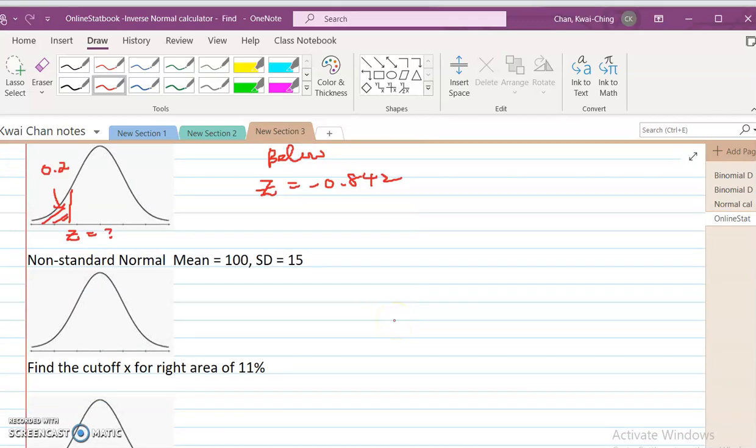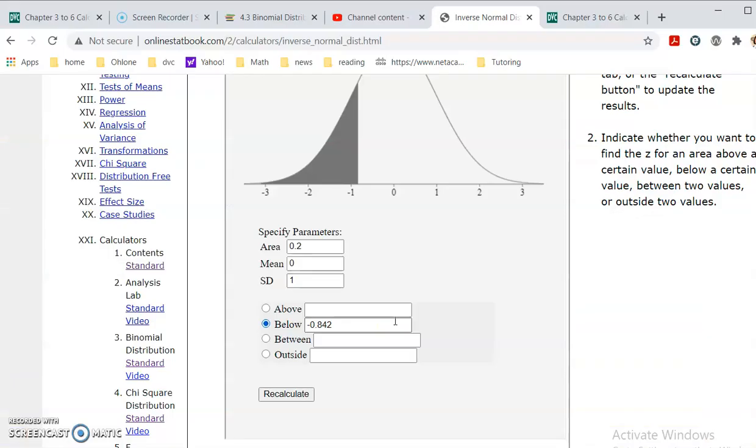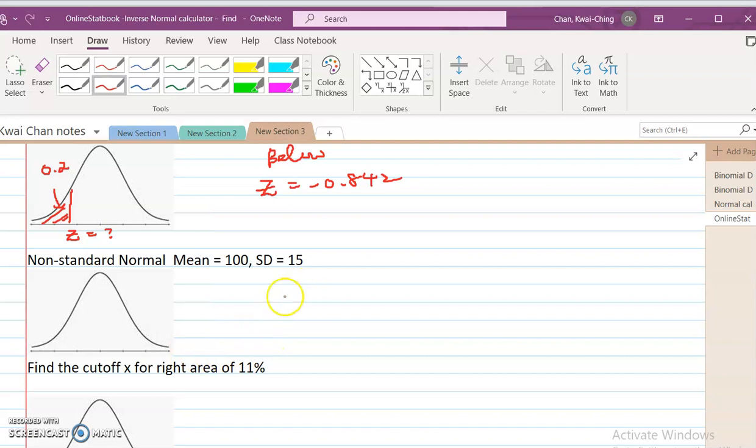You can also do in between. If you know the total area in between here is 95% or something, you can also do that. So 0.95 in the middle. We say be in between. Then you would have two numbers, negative 1.96 and 1.96. I didn't put it down here, but you can do it that way also.